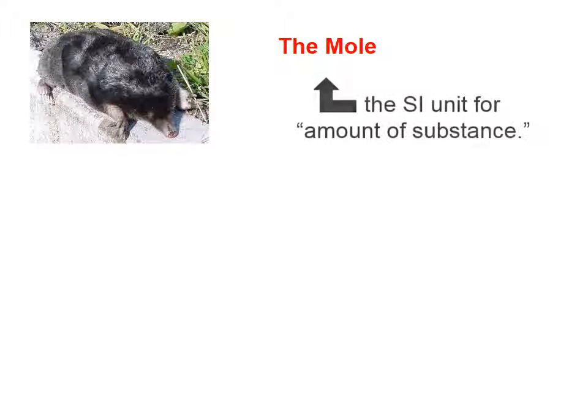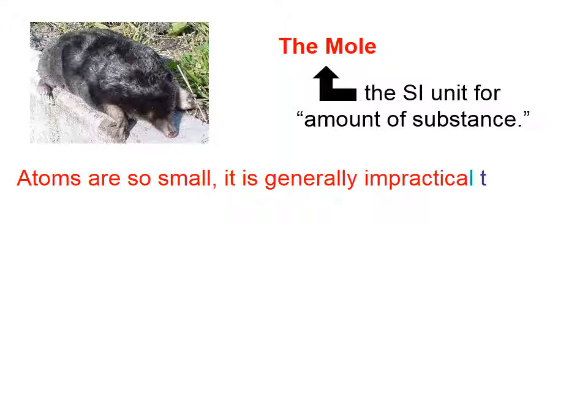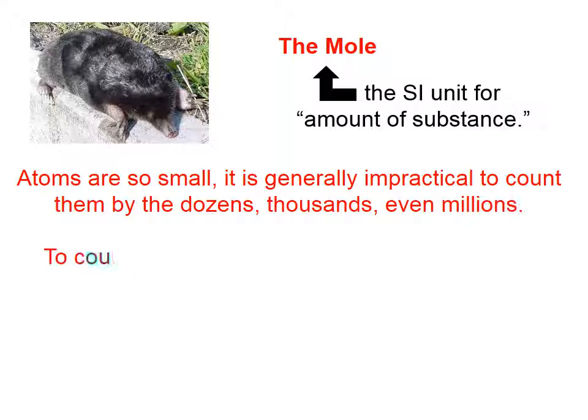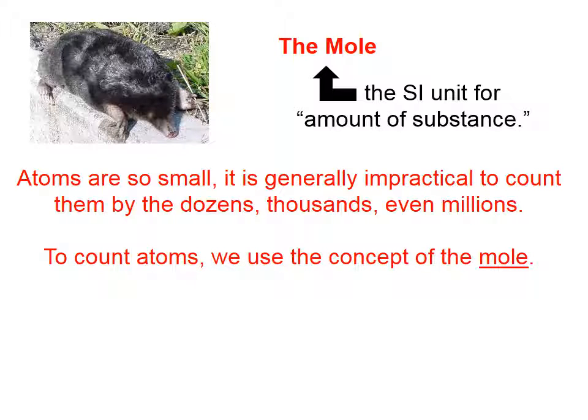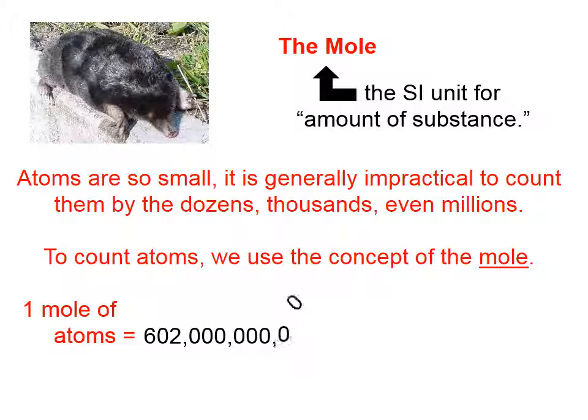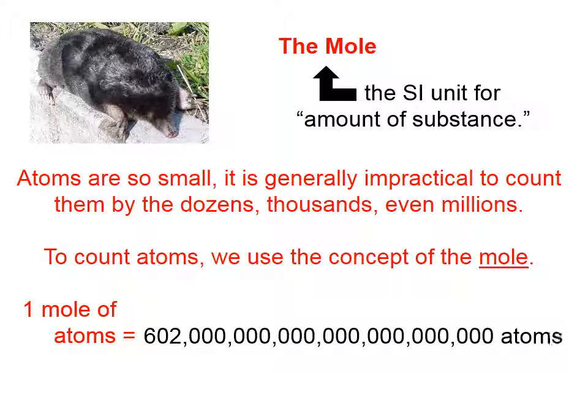The mole is the SI unit for amount of substance. Atoms are so small, it is generally impractical to count them by the dozens, thousands, even millions. To count atoms, we use the concept of the mole. And 1 mole of atoms is a lot of atoms. Rounded to 3 significant figures, that's 602 with 21 zeros after.